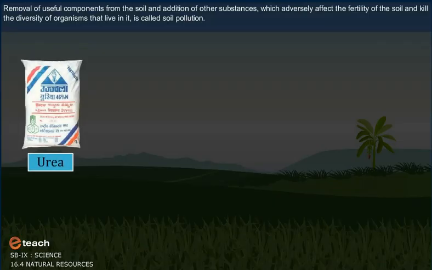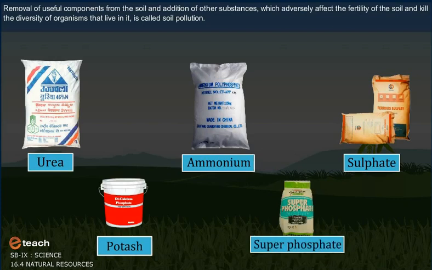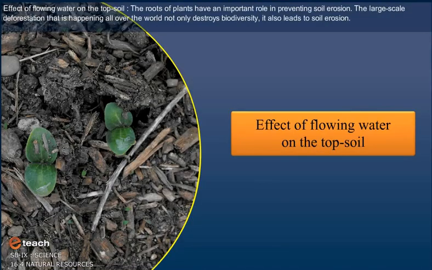Removal of useful components from the soil and addition of other substances which adversely affect the fertility of the soil and kill the diversity of organisms that live in it is called soil pollution.